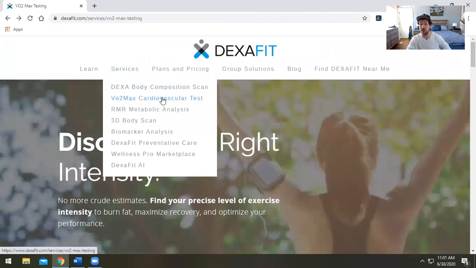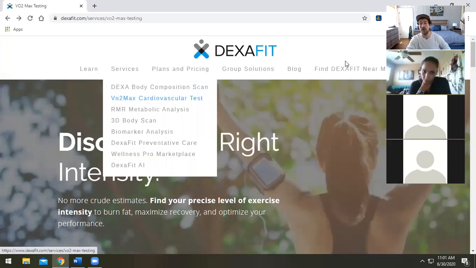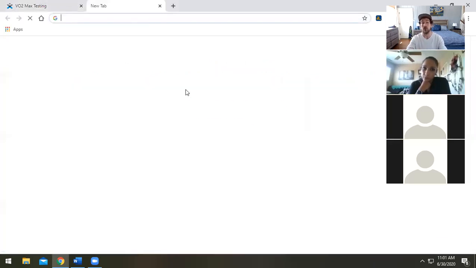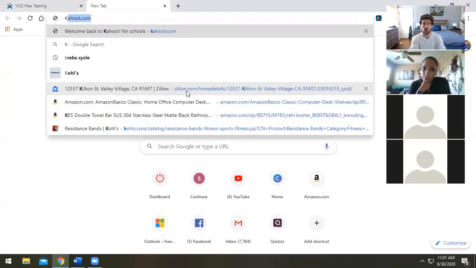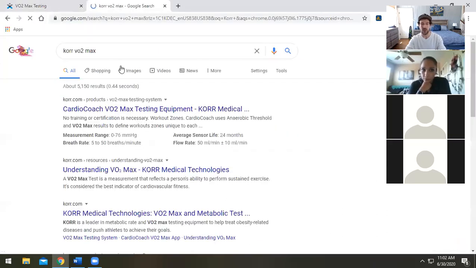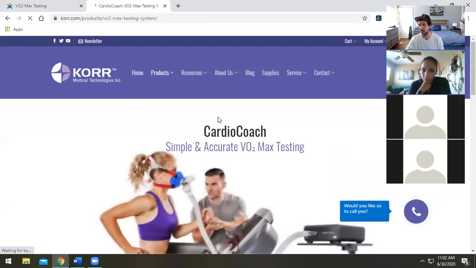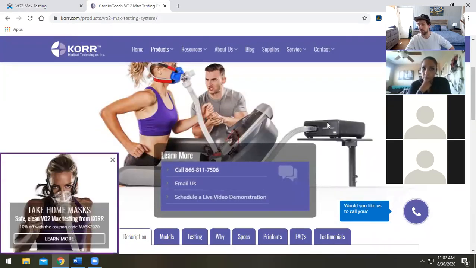Or you could get your VO2 max test. You could also get your RMR test. By the way, Maggie, if you buy one, I recommend getting them both because usually they'll give you a discount. Most people who do a VO2 max test use this thing called the Core. Core is this company that makes this thing called the Cardio Coach. It's a 2-in-1 machine. Most people will have this one. This is the most popular on the market.